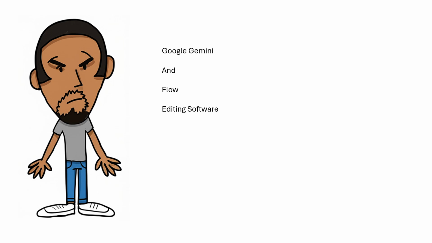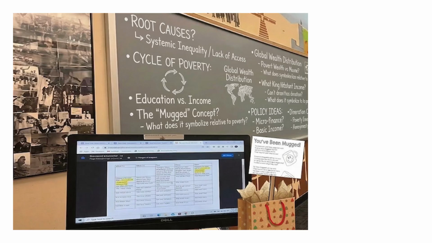A couple of students have asked me how I created the video, and this is what I did. I used a $20 Google Gemini paid subscription, which gives you 1,000 credits for Flow, and editing software. I just have a really cheap editing software program. I used a picture of the classroom, uploaded it, asked it to create it as a cartoon, and this is what it came back as.